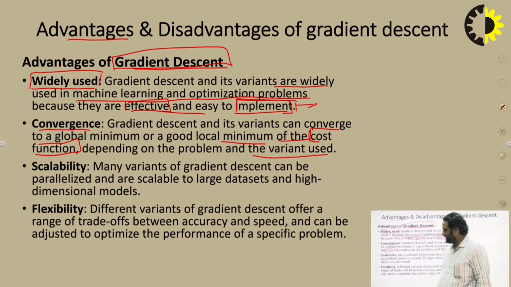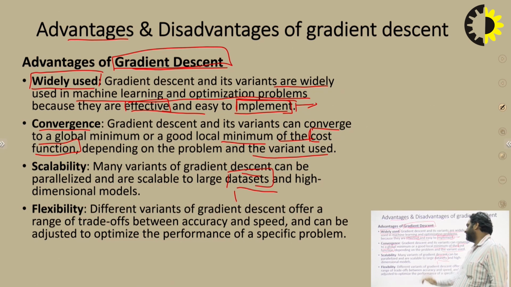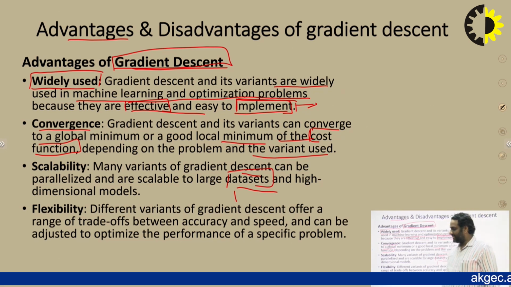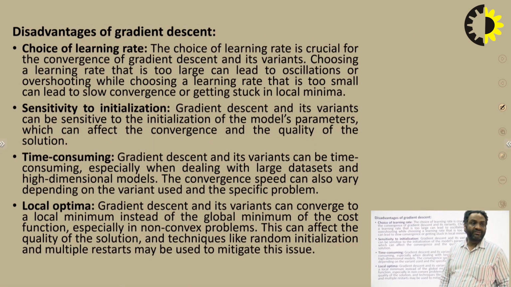And then third is scalability. Many variants of gradient descent can be parallelized and scaled to large data sets and high dimensional models. So it is very useful for large data sets. And last, flexibility. It is a very, very important topic. Different variants of gradient descent offer a range of trade-offs between accuracy and speed and can be adjusted to optimize the performance for a specific problem. So related to our problem, it is very, very flexible.